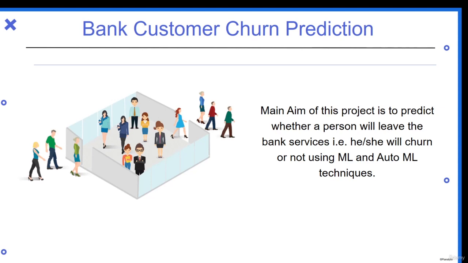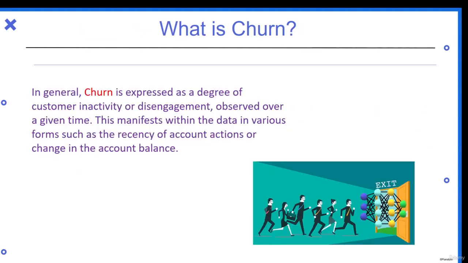So first let us understand what churn is. In general, churn expresses the degree of customer inactivity or disengagement observed over a given time. The simple meaning of churn is that if you have a bank account and you are not withdrawing money or using the services of the bank, you are likely to withdraw your account from that bank. That is, you are not using that bank usually. That is known as churn. If you leave the bank, that means you have churned.